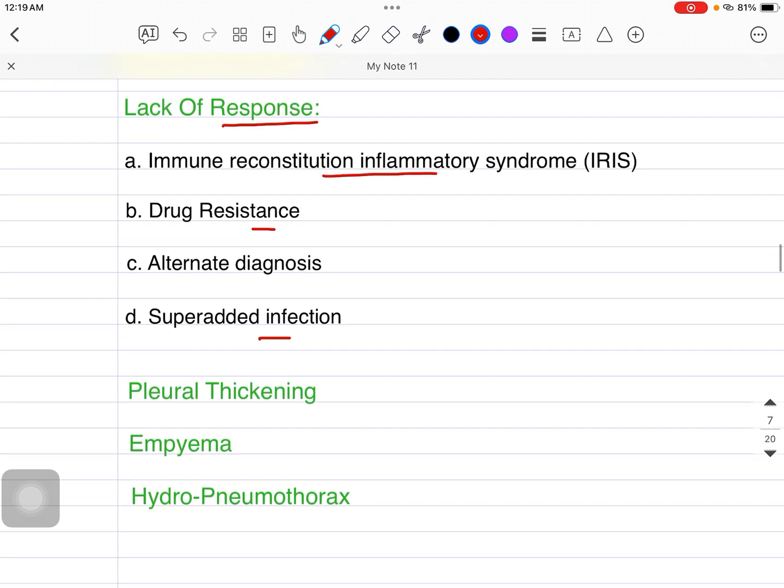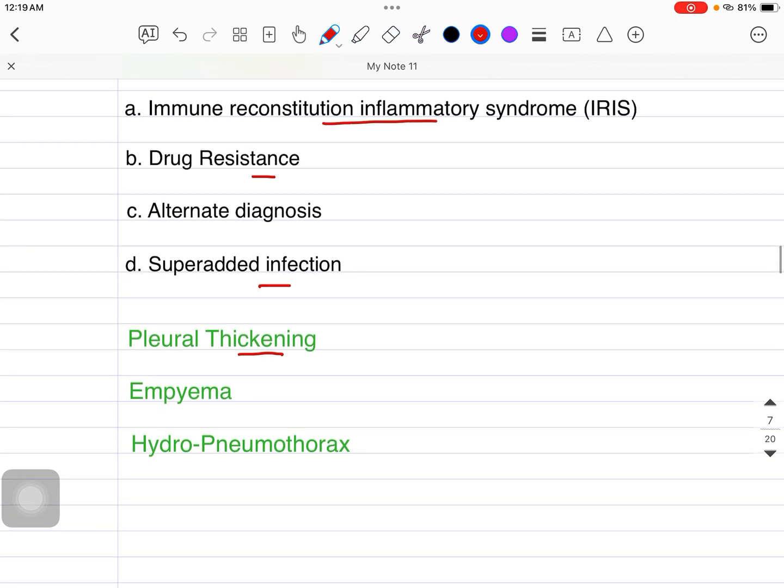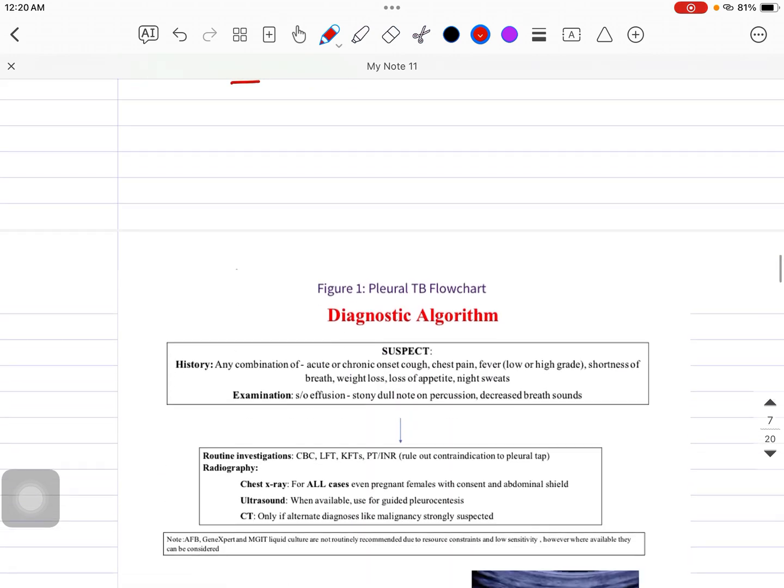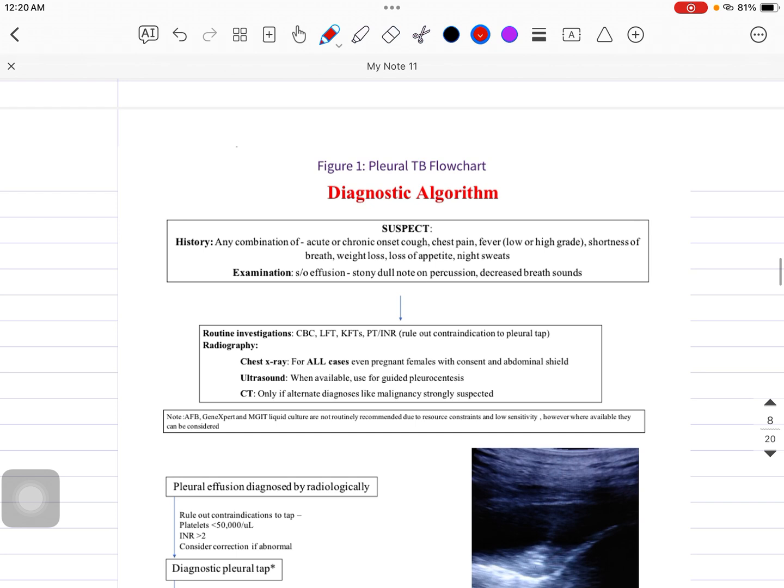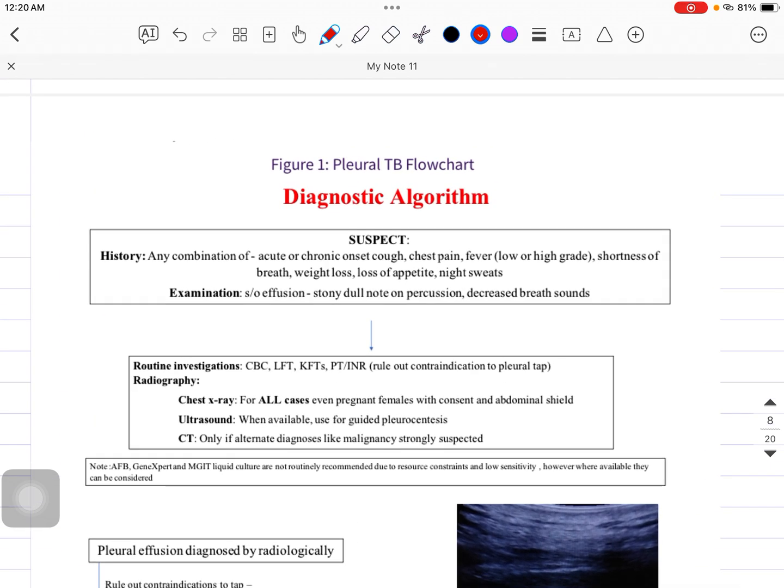Next, pleural thickening is a very common complication. If the pleural fluid is there for a very long period of time in the pleural space, it can cause thickening of the pleura. In some patients we shall see empyema also, where there is pus in the pleural space or pleural cavity, and in some cases hydropneumothorax, where fluid is there in the pleural cavity and with that there is air as well. So once again let's see this particular flow chart.